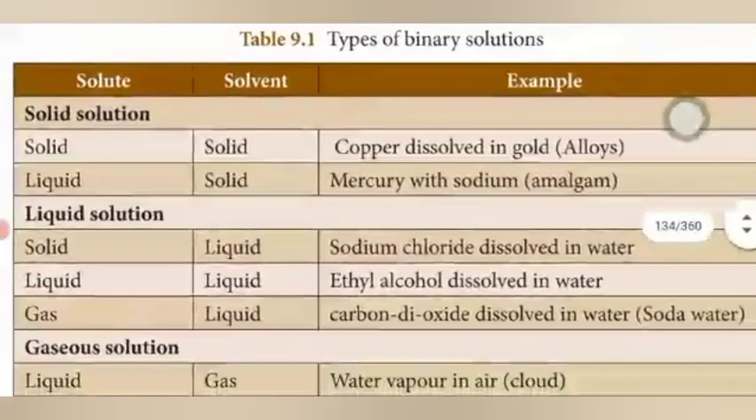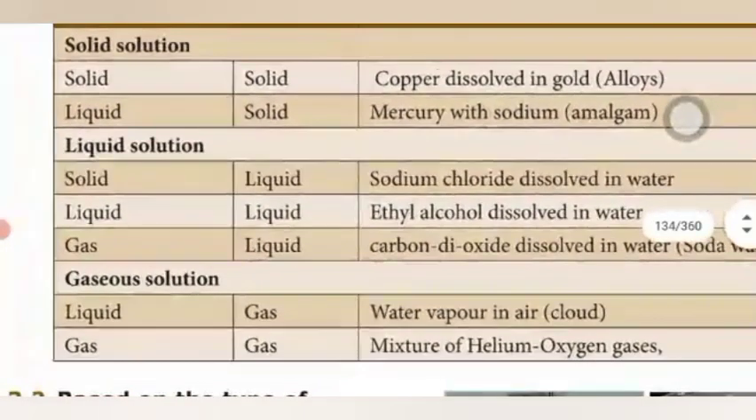This topic, types of binary solution, is a very important one for questions. Learn this topic thoroughly.